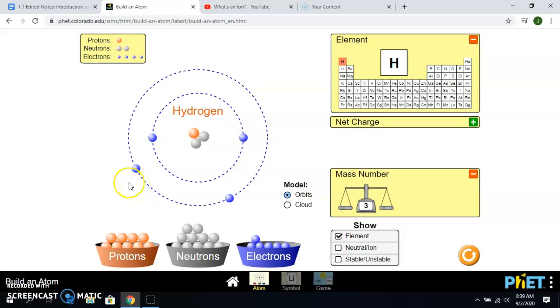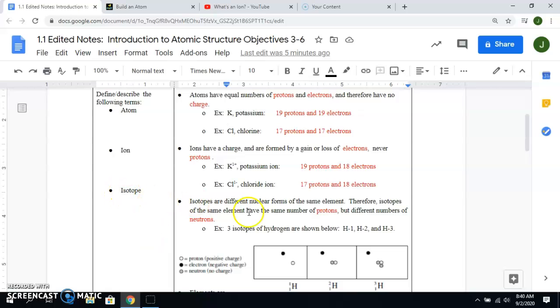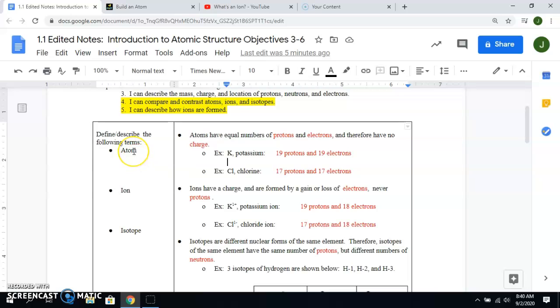Okay. So now at this point, what we've done is we've reviewed how we define atoms of a particular element, and we've gone over the concept of isotopes. Now what we're going to do is compare and contrast the terms for atoms and ions.